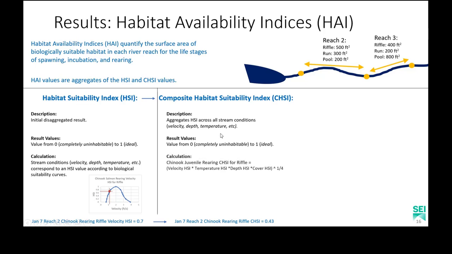And it's calculated by essentially multiplying the HSIs for each condition, so velocity, temperature, depth, and cover. And the way to think about that is the fish needs tolerable conditions for each of these to survive. You know, if you have a very suitable velocity and a suitable depth, but your temperature is completely uninhabitable and it's 0, then it won't matter. The composite HSI will be 0. Whereas if you have good conditions for all of these, then you'll have a good CHSI.